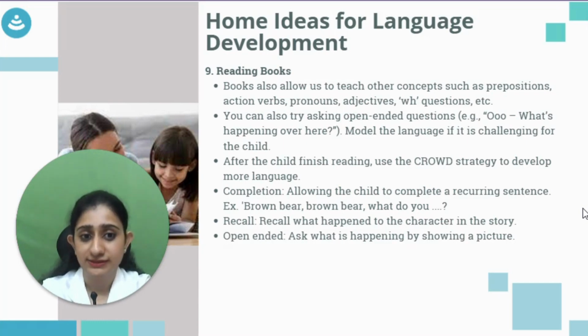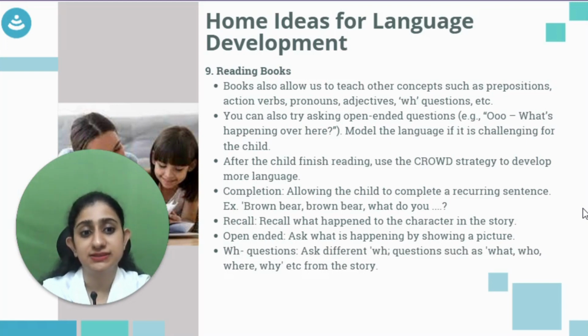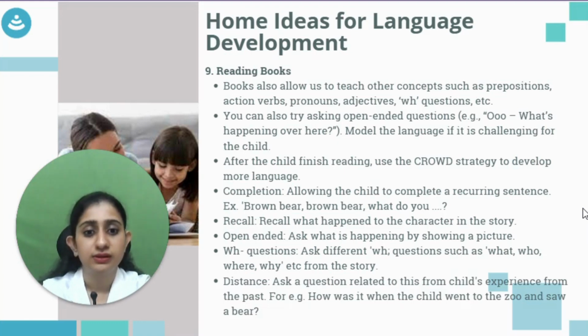O for open-ended. Ask what is happening by showing a picture. Rather than asking a direct question like a yes or no question, you can ask an open-ended question. Let them explain it to you. Next, W is for WH questions. Ask different WH questions such as what, who, where, why, etc. from the story. D is for distance. Ask a question related to this from the child's experience from the past. For example, how was it when the child went to the zoo and saw a bear?